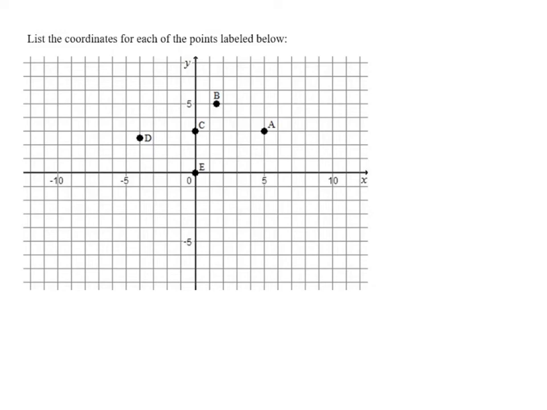List the coordinates for each of the points labeled below. Let's start with point A. Point A is here. To get to point A, we have to go to the right 5 along the x-axis.